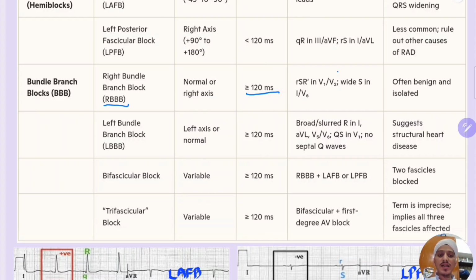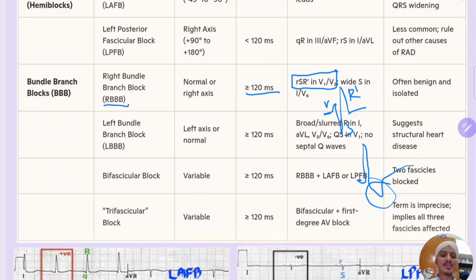You will see an RSR dash pattern. First we will see a small r, a big S, and then a big R, like this type of pattern, RSR dash. You will see this pattern in V1 and V2, and a wide S in 1, AVL, V5 and V6. What does wide S mean? It will be like this in lead 1. So you will see a wide S in 1, AVL, V5 and V6.